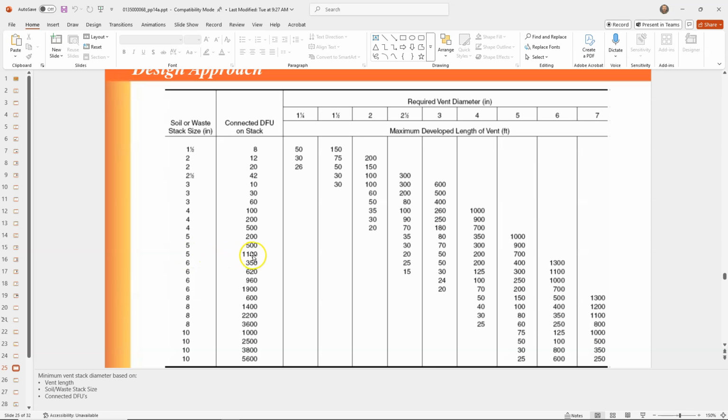We come across, we can see that we're well within our 250 in this row right here. So we bring that across, and if our vent stack is 35, this column is not going to work because we're only at 30. So we come across to this one. This one, 70, is going to be more than enough. And we run straight up from there, and we can see that our required vent diameter is 3 inches.